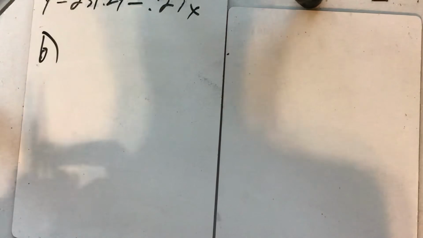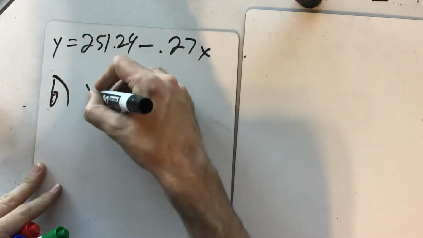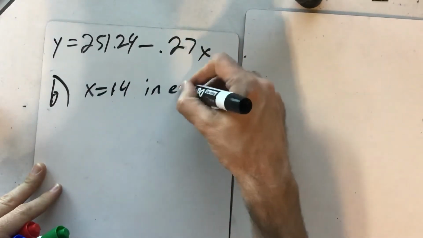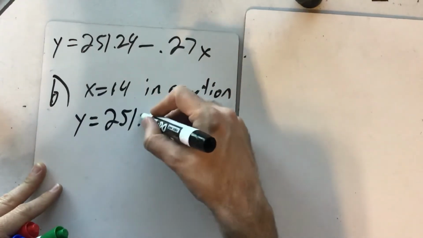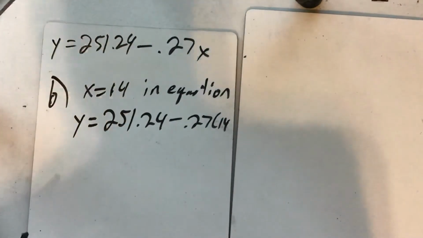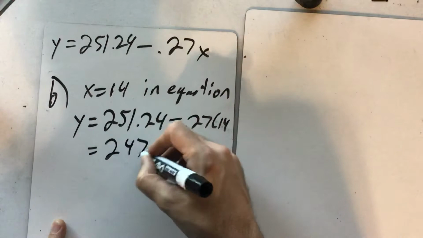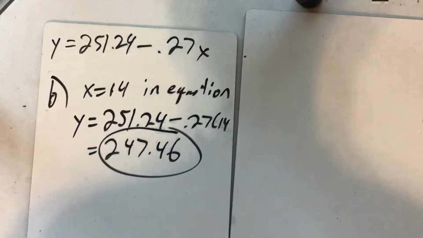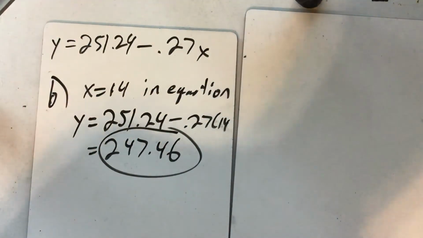Seems like a pretty reasonable guess. Well, one way you can do it is guess, but the better way to do it is to actually take that number and put it in your equation. So you just use x equal to 14 in the equation, and that gives us y equals 251.24 minus 0.27 times 14. And so we just calculate that out. And I got 247.46. And so that's our estimate for what their weight will be 14 days into the diet. Yeah, that's pretty close to what we guessed it would be.